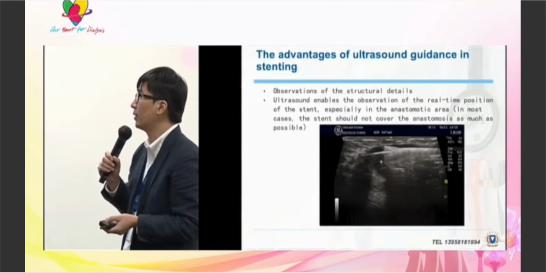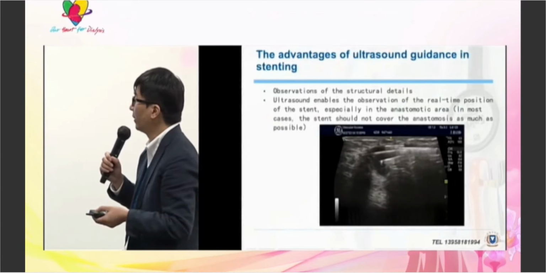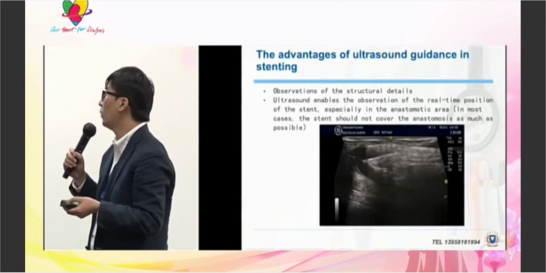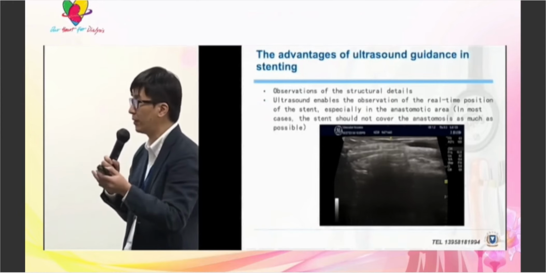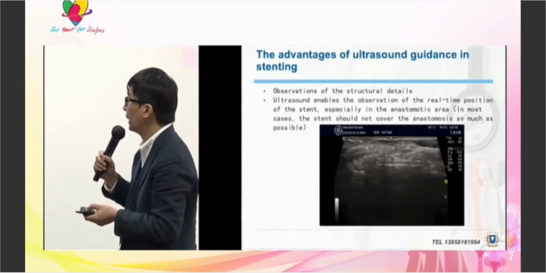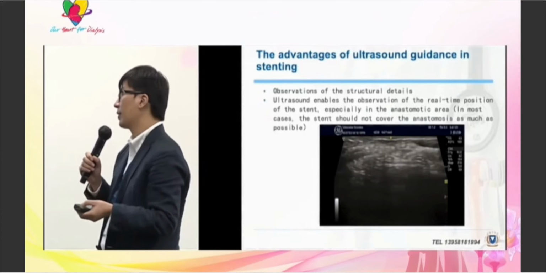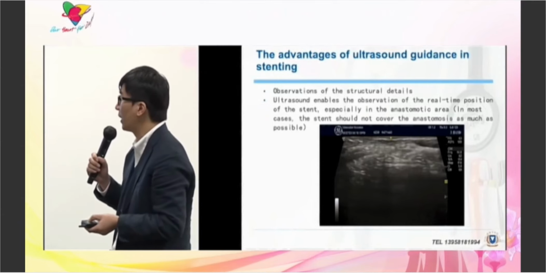It can observe the structural details, and can also catch the displacement of the stent, especially in the anastomotic area. In most cases, in our experience, the stent should not cover the anastomosis as much as possible.